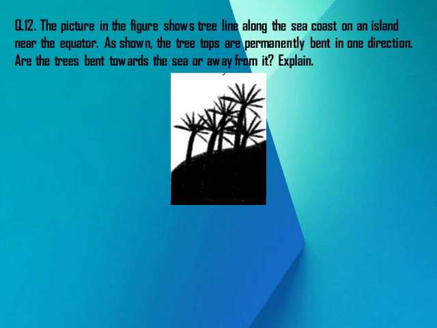The picture in the figure shows a tree line along the sea coast on an island near the equator. As shown, the tree tops are permanently bent in one direction. Are the trees bent towards the sea or away from it? Explain.